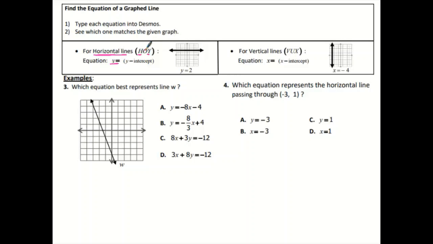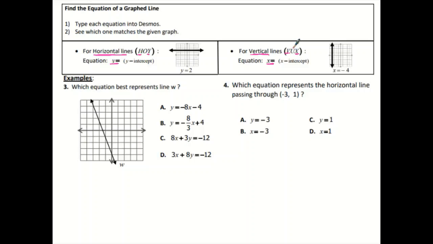Okay, and for vertical lines, remember that V in VUC stands for vertical. We have an x equals line. So here we have x equals -4. That vertical line is x equals -4, and that U stands for undefined, which we talked about before.